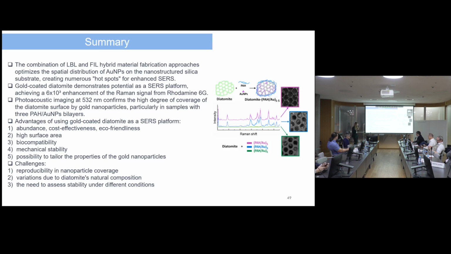Diatomite is a sedimentary rock. It is composed of different parts having different sizes, different shapes. Therefore, the variation due to its natural composition can also significantly influence the obtained signal enhancement. And there is, of course, always a need to assess the stability under, for example, harsh conditions.